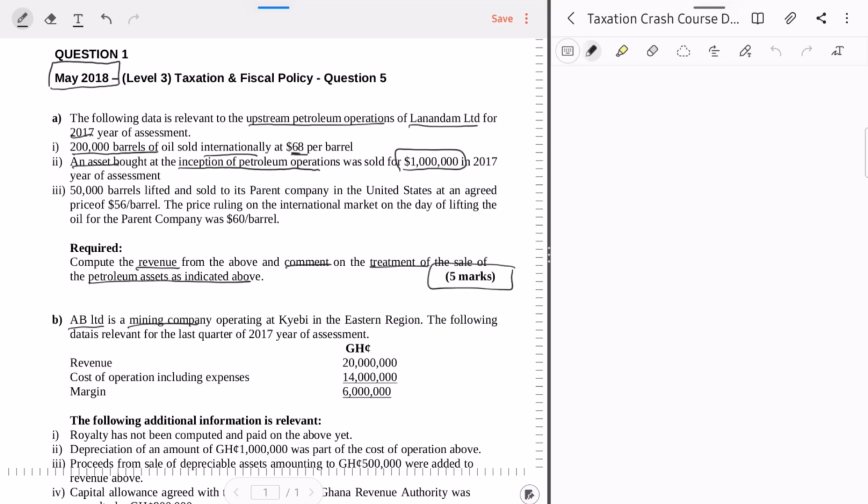Then the next one is 50,000 barrels of oil lifted and sold to the parent company in the US. So here, because it's a parent company, begin to think about what? Is it at arm's length? Are they persons in a controlled relationship? Yes, they are. So are they dealing at arm's length? If not, we need to use the arm's length price. And fair enough, they agreed to sell at $56 per barrel. However, the price ruling on the international market was $60 per barrel. The law says we should use market value. So the question says determine the revenue. Very simple. Let's do this.